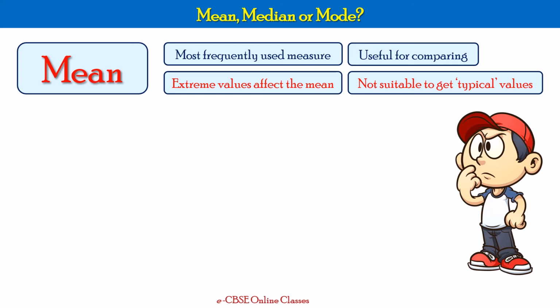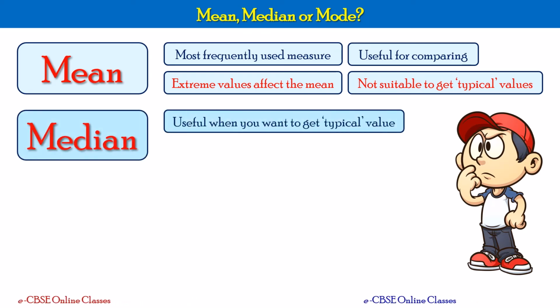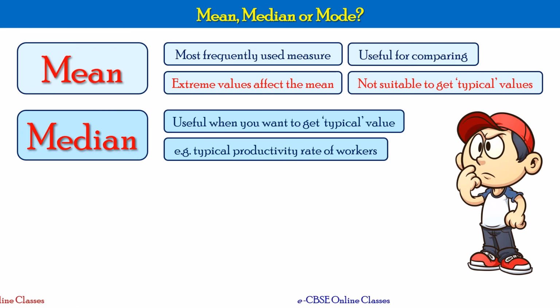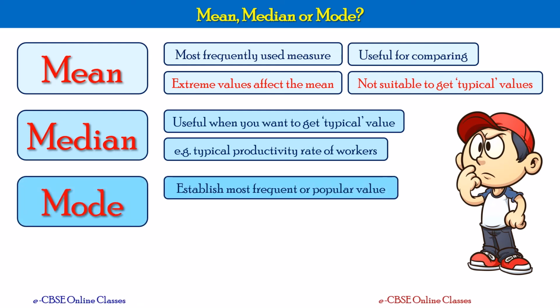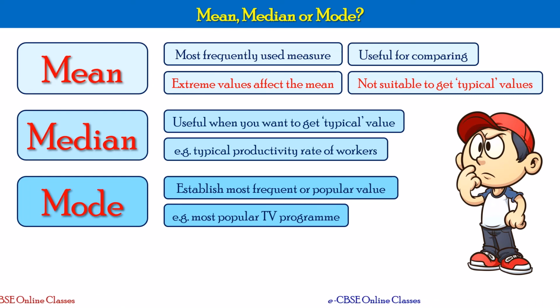So what is a measure that is most useful for getting the typical value of a distribution? That is median. For example, if you want to look at a typical productivity rate of workers in a given factory, median is the best measure of central tendency. And how about mode? When you want to establish the most frequent or popular value among the distribution, mode is the best measure of central tendency to use. For example, if you want to know the most popular TV program, mode is the best way of measuring it.